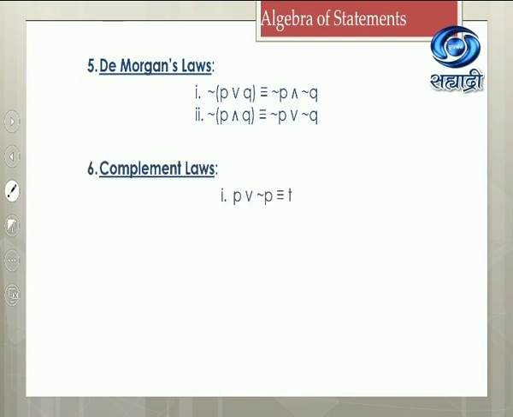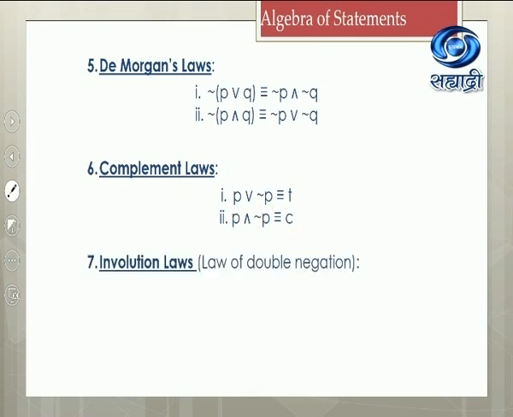Complement laws. P or negation P is T. P and negation P is C. So P or with the negation of the same statement, we get a tautology. But with conjunction, we get a contradiction.